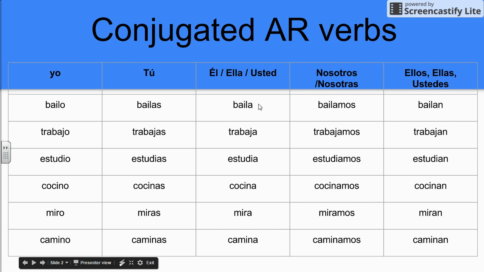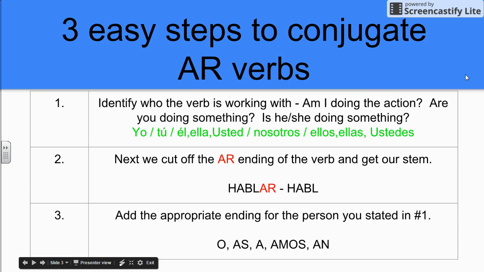Hopefully you notice that the pattern goes yo, o; tú, as; él, usted, a; nosotros, nosotras, amos; ellos, ellas, and ustedes all end in the conjugation an. It's very simple to make this conjugation, three easy steps. First thing, we want to identify who the verb is working with. Am I doing the action? Are you doing something? Is it he or she that's doing something? In each case, we have different categories. Yo, tú, the él, usted, nosotros or nosotras, and lastly, the ellos, ellas, and ustedes.